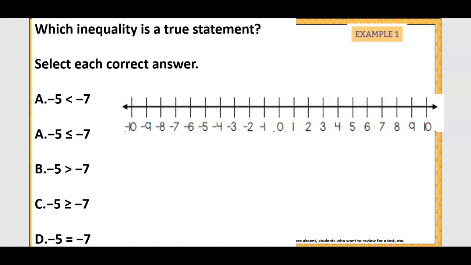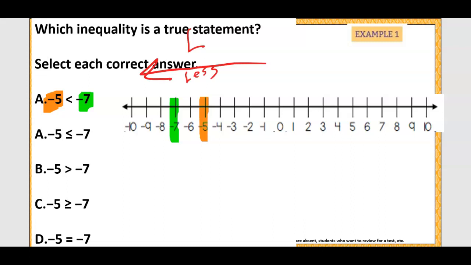Which inequality is true? Is -5 less than -7? Here's -7. Here's -5. Less is to the left. So as we go this direction, which is left, everything becomes less. So -7 is less than -5.